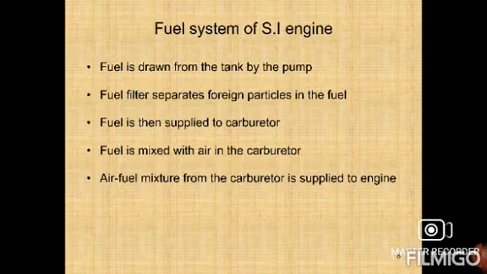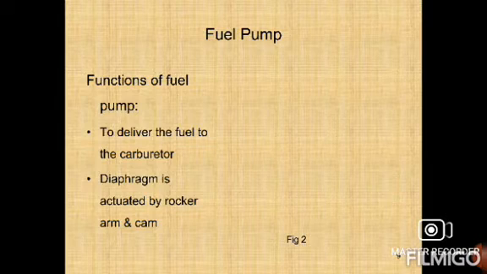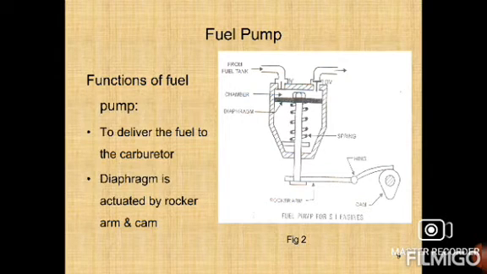The air-fuel mixture from the carburetor is supplied to the engine. Air and fuel are both mixed in the carburetor, and the mixture is supplied directly to the engine cylinder. So the second one is the fuel pump. You can observe here the fuel pump.